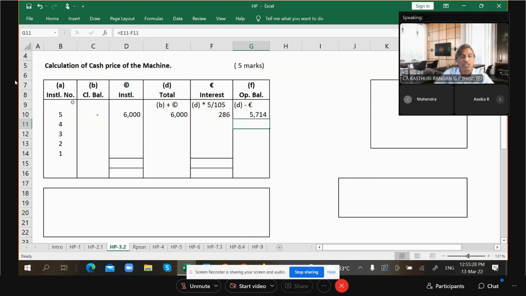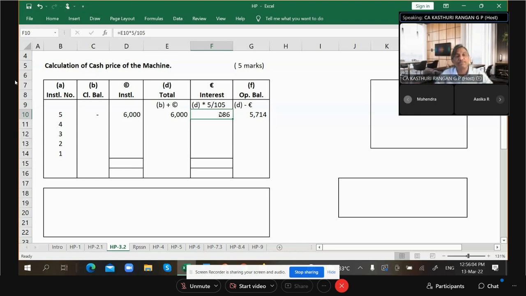At the end of the 5th installment, balance is 0. That is after paying 6,000. So before paying, it will be 6,000 rupees. You have to add it. But 6,000 comprises 2 components. Interest of 286, principal of 5714. So from this 6,000, I eliminated interest. Like that, from every installment, if you eliminate the interest component, the balance will be the cash price. Simple problem, 5 marks. If you are thorough, we can finish it in maximum 10 minutes.